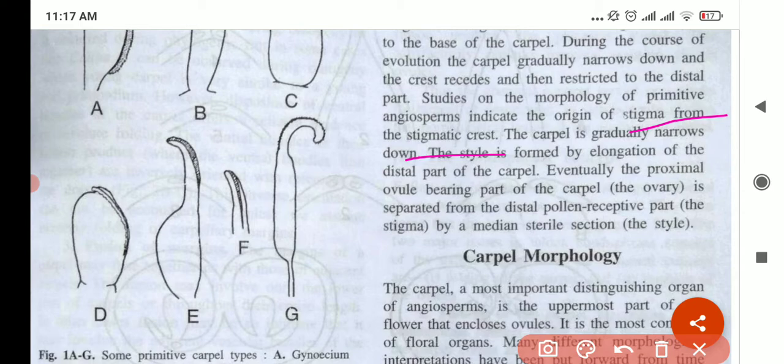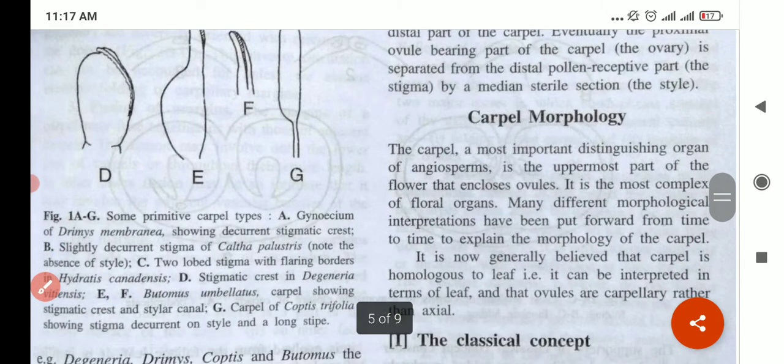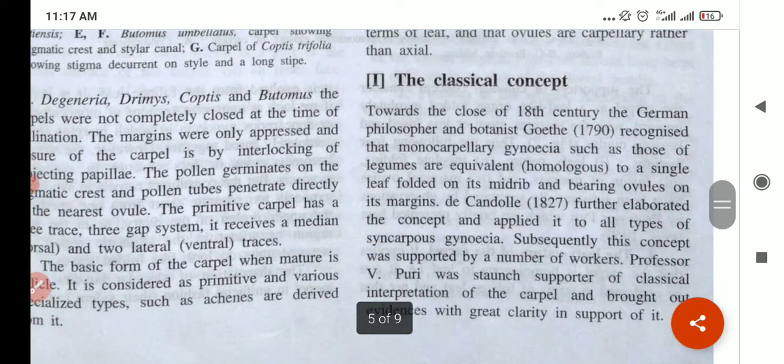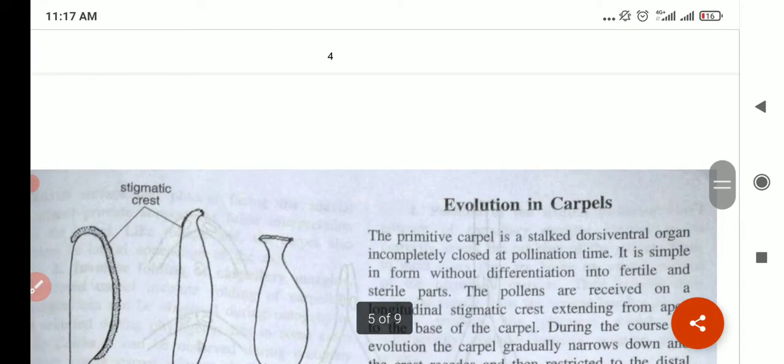Then let's look at some theories put down by scientists about how the carpel evolved and what it looks like. The first is the classical concept. You go through the entire note, and you have to shorten it on your own and practice.